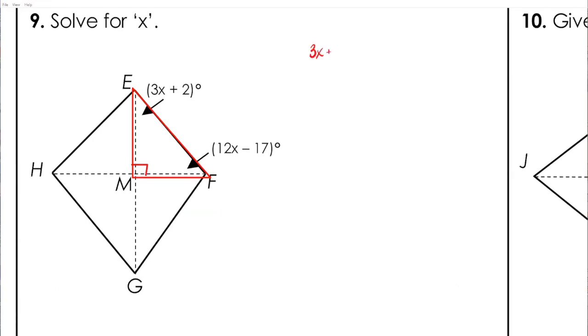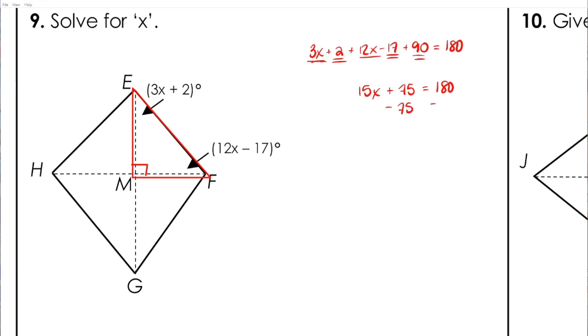3x plus 2 plus 12x minus 17 plus 90 is 180. You good? Combine like terms. So 15x, and then we get 2 minus 17 is negative 15. Negative 15 plus 90 is 75. Y'all math me. Make sure my math is mathing. Feels right.